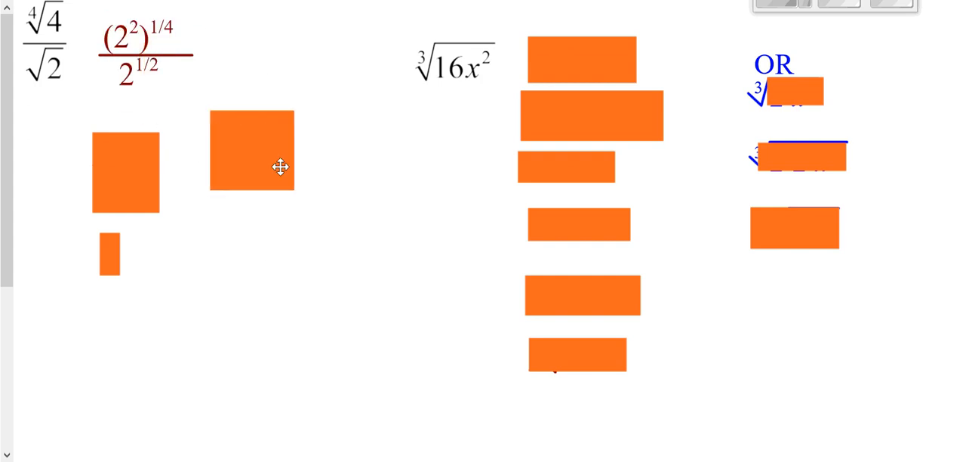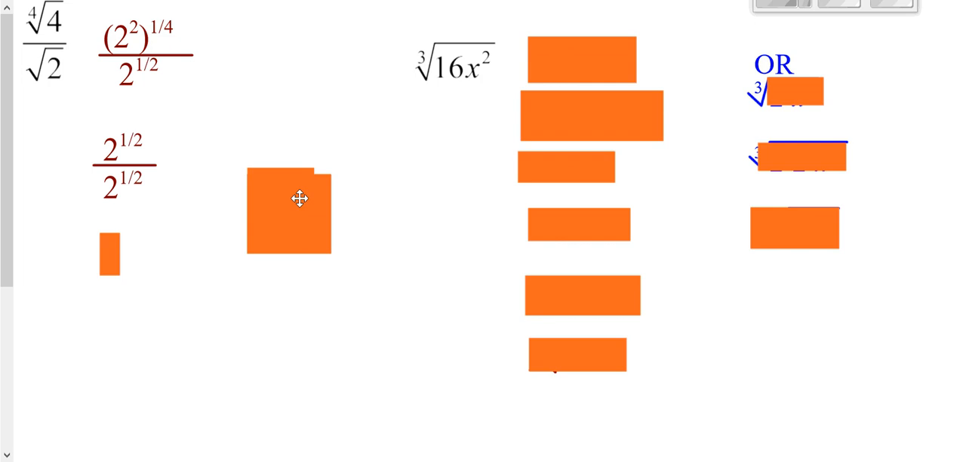So here, our 4 on top is a 2 squared. Our fourth root is a 1/4 power. Exponent raised to an exponent on top. You multiply your exponents. You get 2 to the 1/2 on top. You would get 2 to the 1/2 on the bottom. Top and bottom are the same, so you know you get 1.